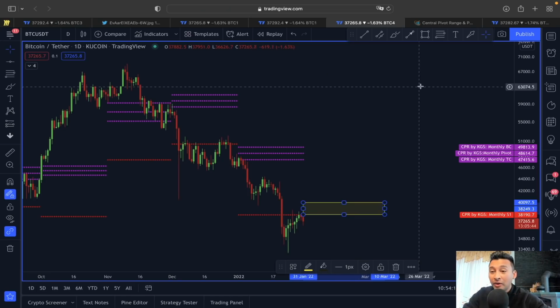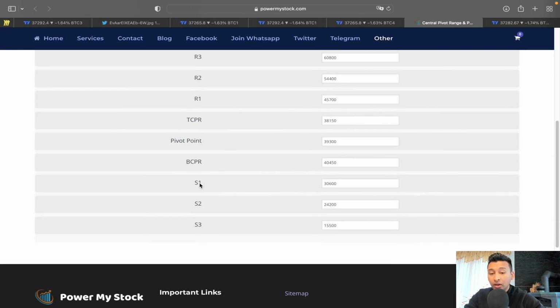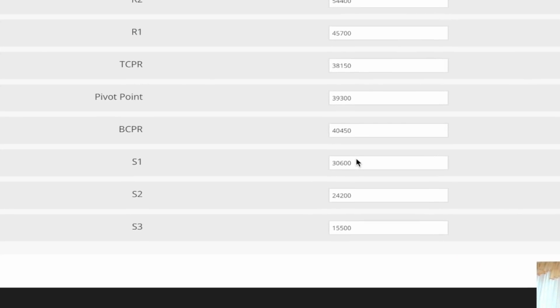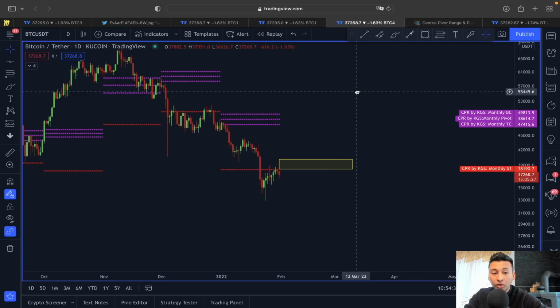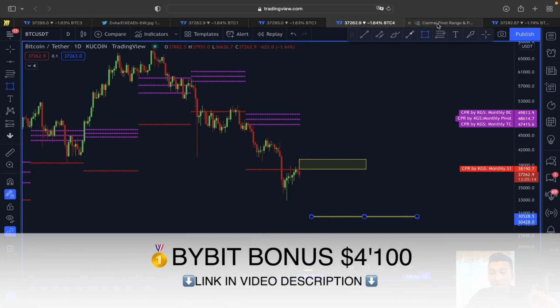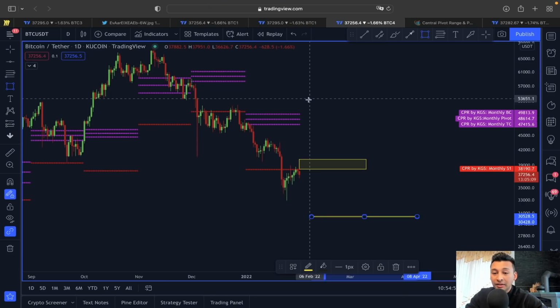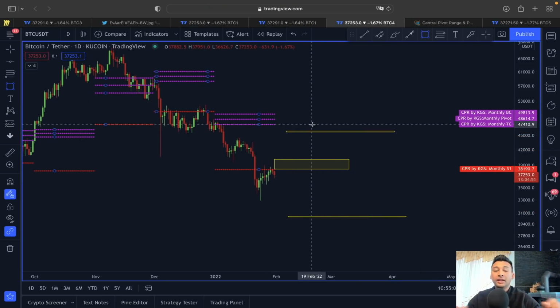So now, where is the monthly target going to be? The lower price target for Bitcoin? Look at this. The monthly S1 line is going to be lying somewhere around 30,600 if the monthly is going to close around 37,000. So for us, 30,600 is going to be the first monthly price target for this February month, somewhere around this price area. And the first upward price target is going to be around the 45,700 range. So let's add this here. This is how it is going to look.